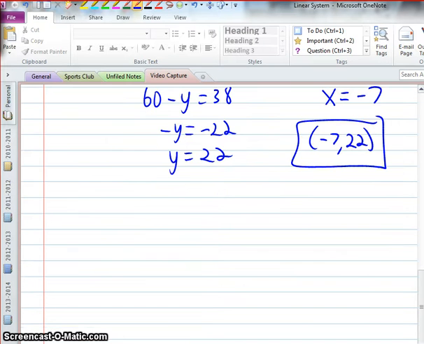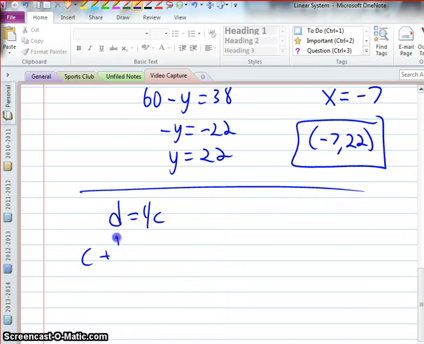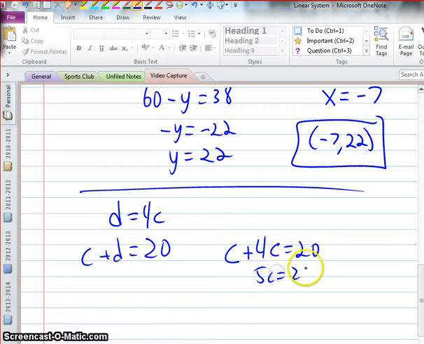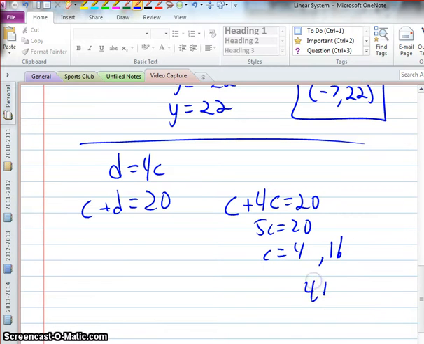I have two more and then we'll be done. First one, d equals 4c, c plus d equals 20. Obviously these aren't in standard form or slope-intercept form, but two variables in a single equation means you've got the equation of a line. So I think I could just go ahead and substitute directly for d into the second equation. So instead of d, I'm going to write 4c: c plus 4c equals 20. So 5c is 20, c must be 4. Well, if c is 4, d must be 16. So the intersection point is (4, 16).